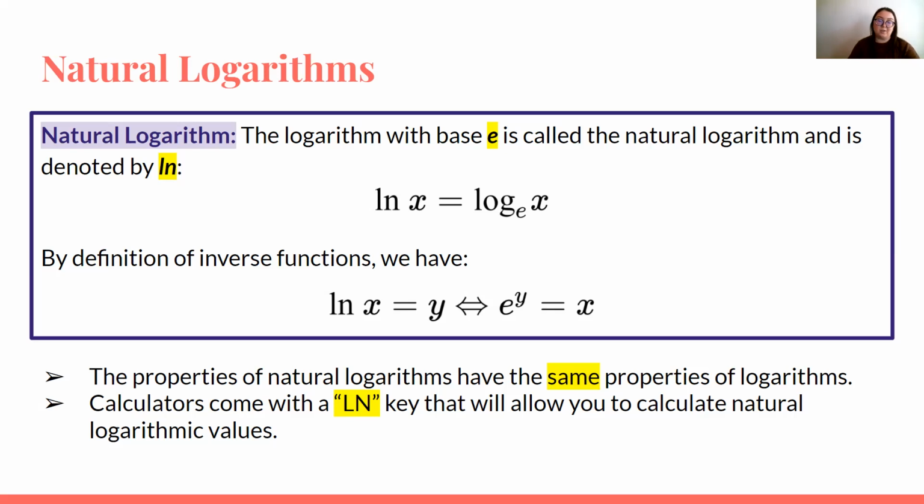And the properties of natural logarithms have the same properties of regular logarithms. So the properties that we saw before, we have the exact same properties. We're still going to go over them, but we have the exact same ones. And your calculators come with an ln key, and this allows you to calculate natural logarithmic values. So that ln key will let you calculate anything log base e, the natural logarithm. Just like how we saw before, your calculator calculates the common logarithm, log base 10. It also calculates the natural logarithm, log base e, or just simply ln.